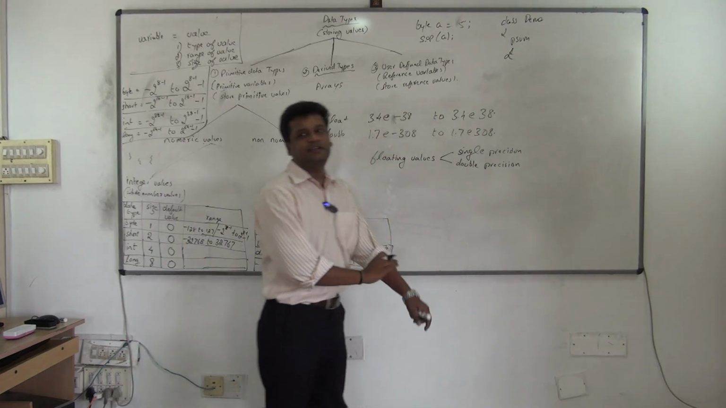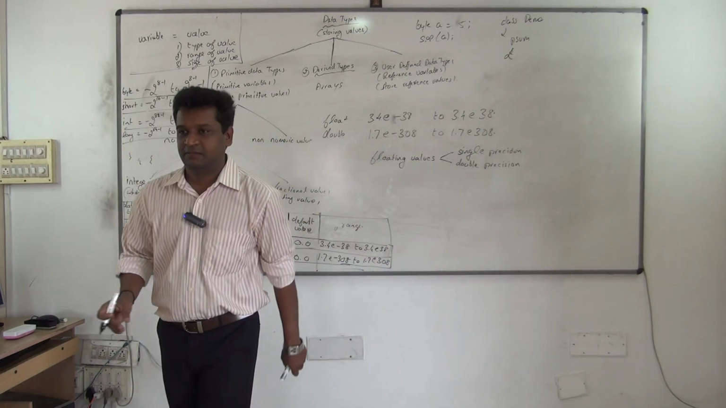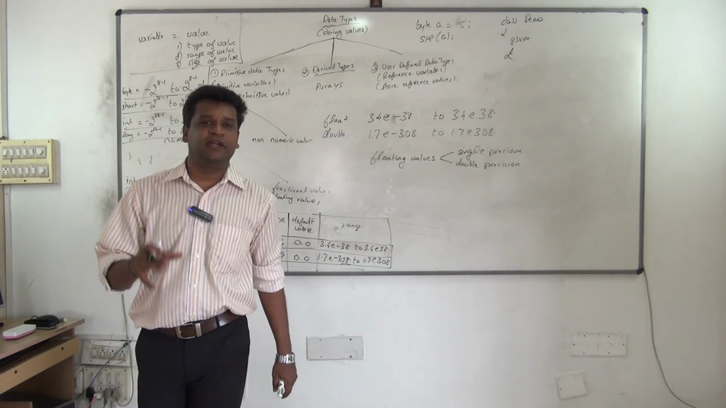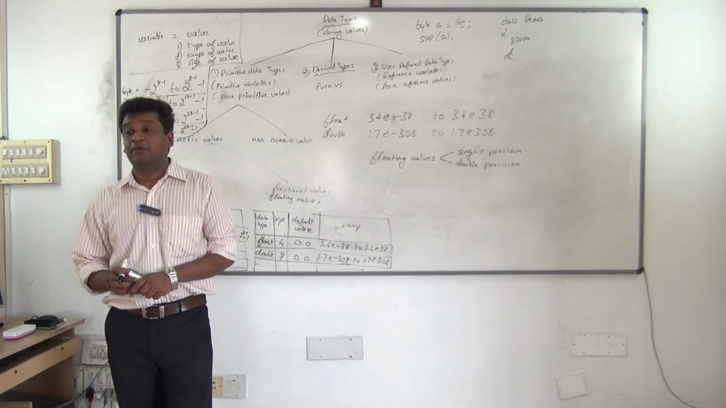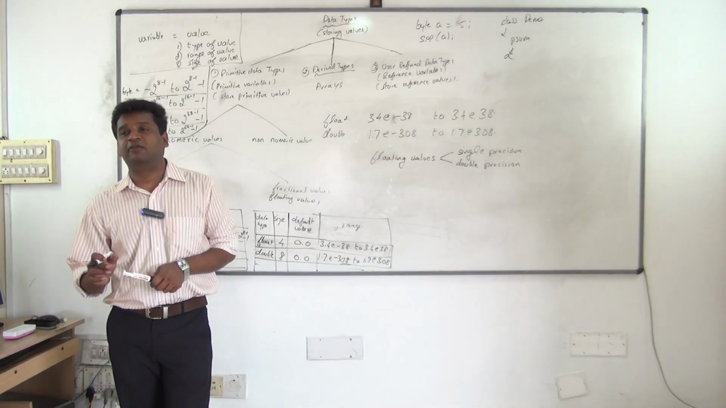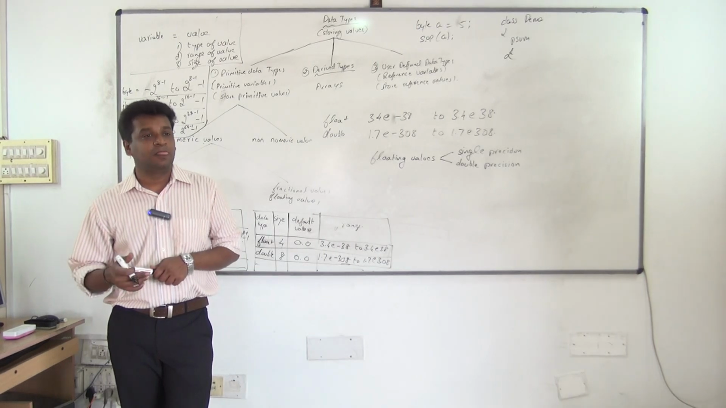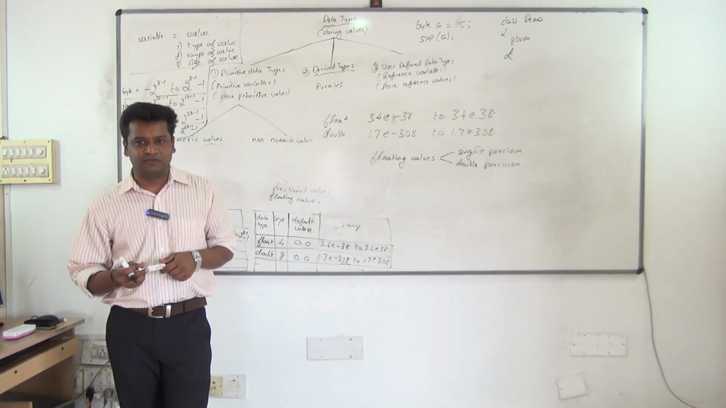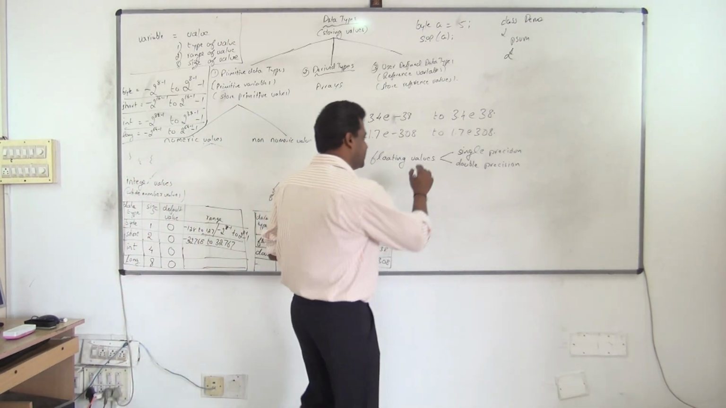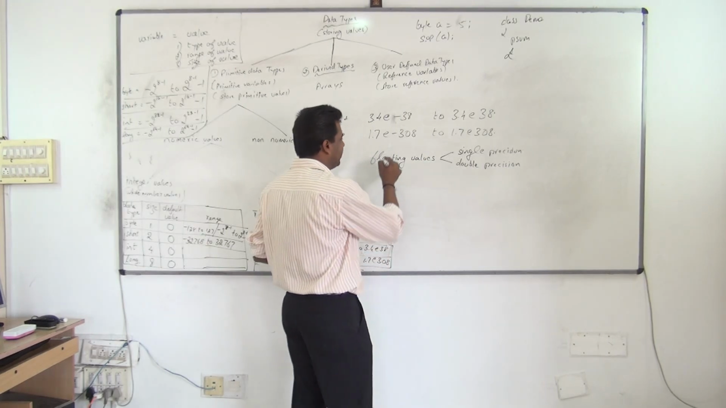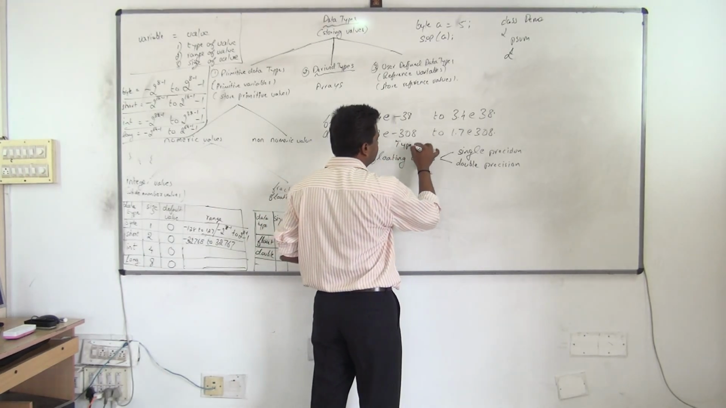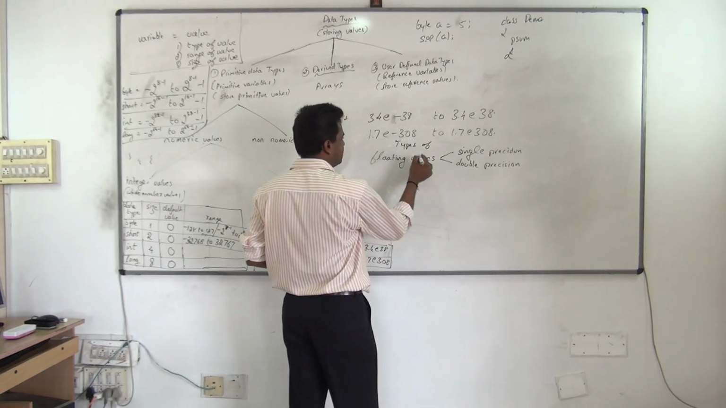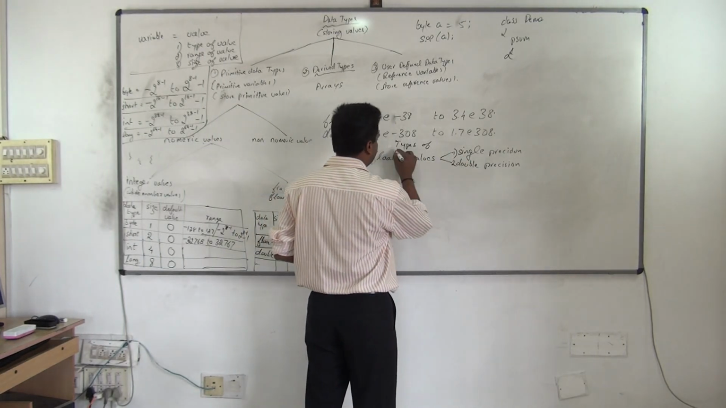Single precision, you know what it is? They are not very accurate. Single precision is not very accurate. Double precisions have high precision, or a high level of accuracy. These are the types of fractional values, floating values. Clear? So fine, there are two types of floating values, 1 and 2.